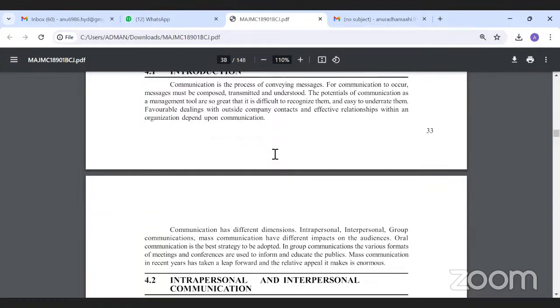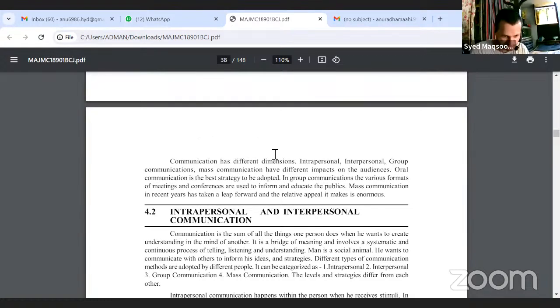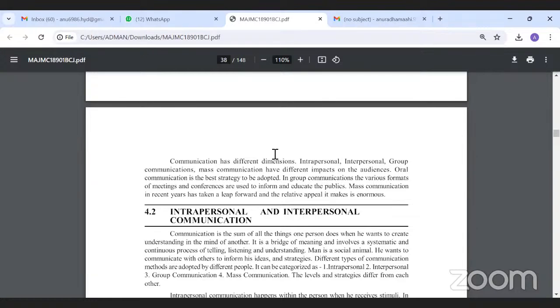Communication has different dimensions: intrapersonal, interpersonal, group communication, mass communication have different impacts on the audiences. Oral communication is the best strategy to be adopted. In group communication, the various formats of meetings and conferences are used to inform and educate the publics. Mass communication in recent years has taken a leap forward and its relative appeal makes it enormous.